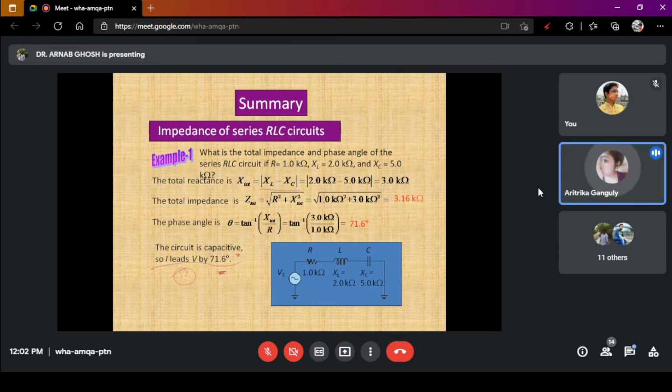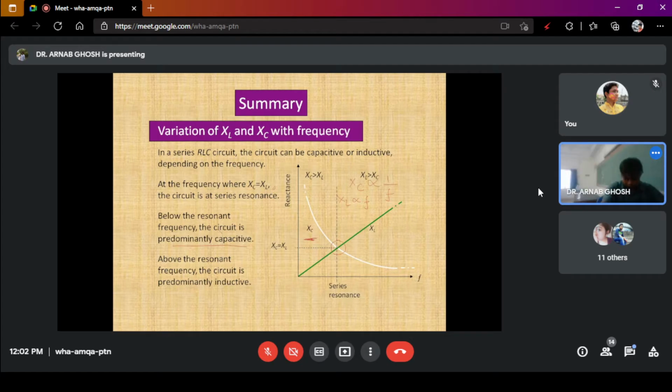Sir, can you show the graph again, the previous graph? Yes, sir. Yeah, sure. This one. Yes, sir. Just note it down. This is the plotting of the reactance and the frequency. Yes, sir, done.